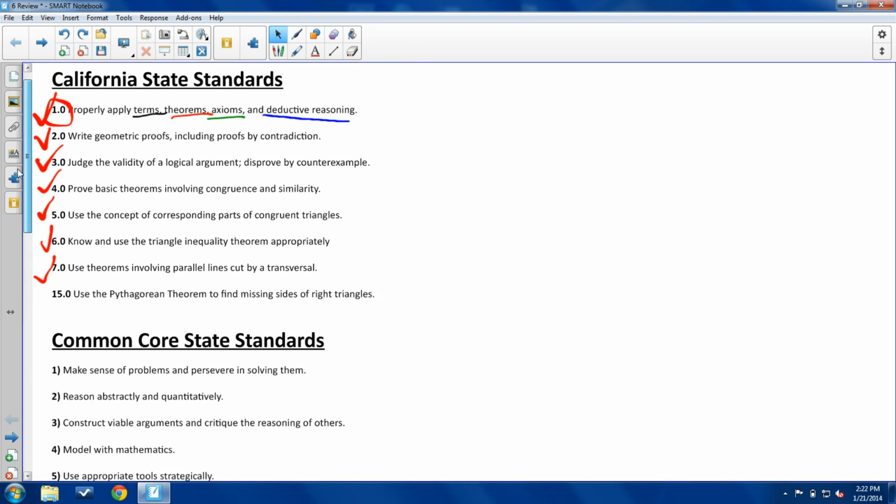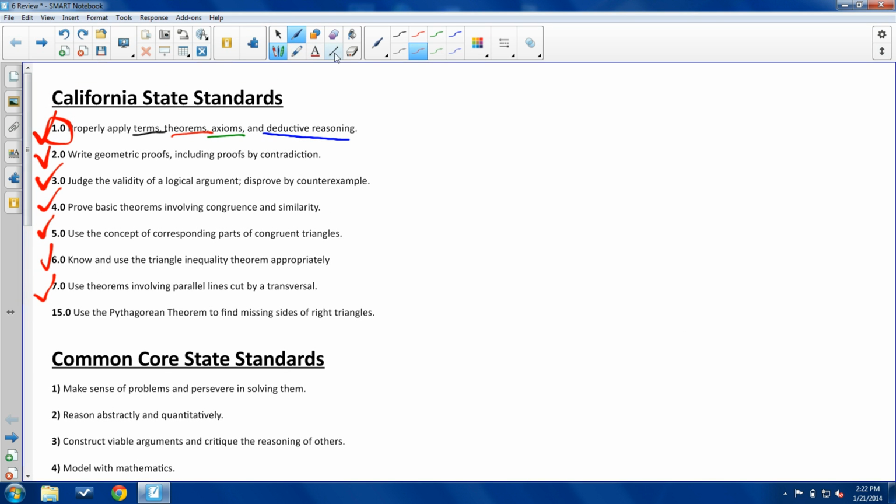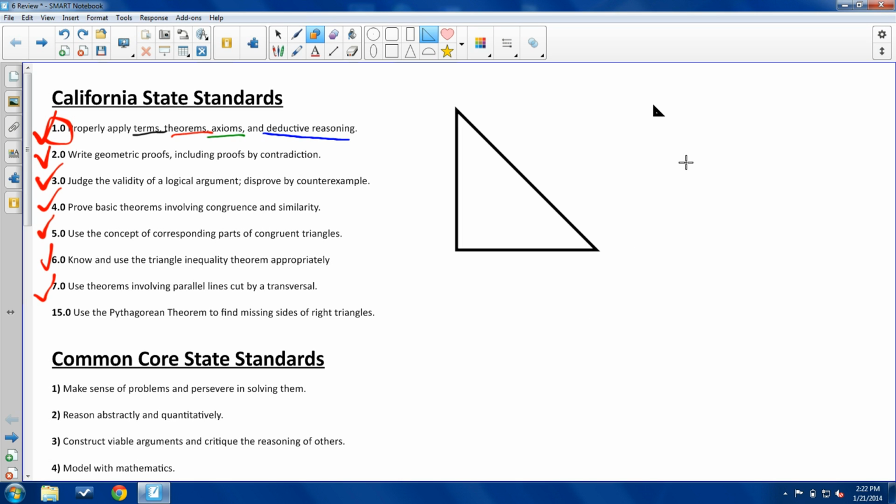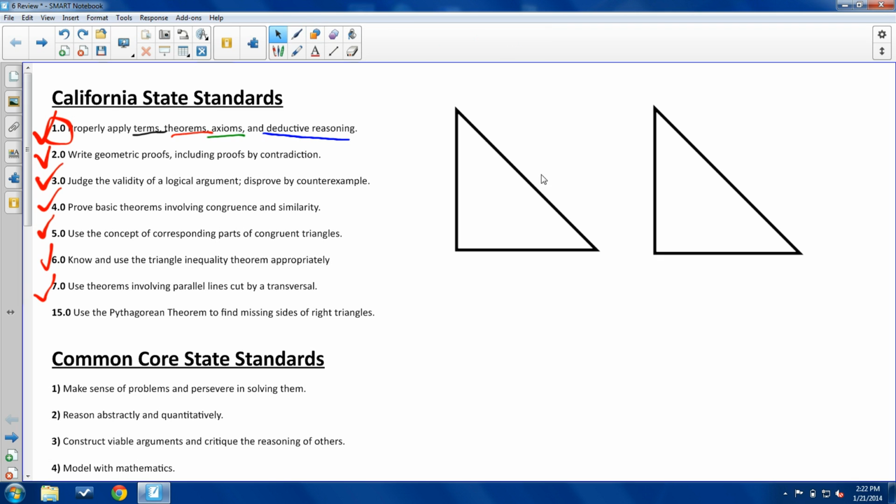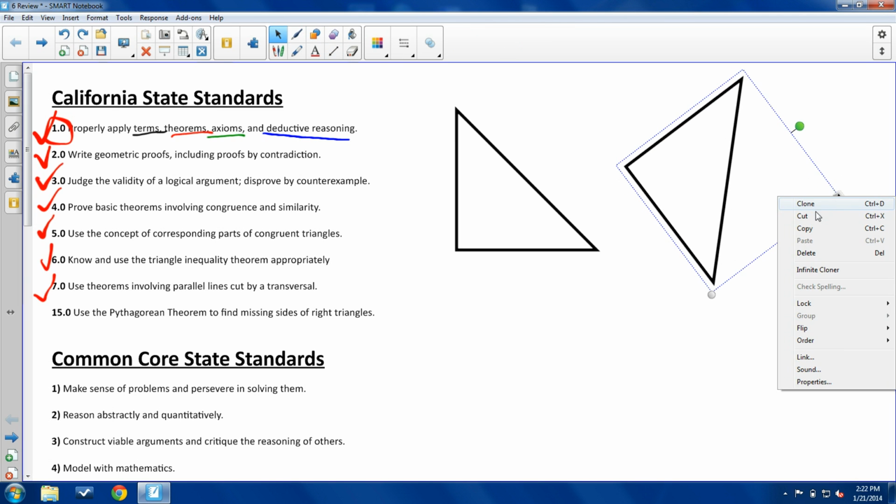But I do want you to understand what HL means as well, hypotenuse leg. And that theorem, I do have a triangle shape. Let's go ahead and do it. Hypotenuse leg theorem says if I have two triangles, let's go ahead and distort this guy so it doesn't look so obvious. Take this guy, flip it.